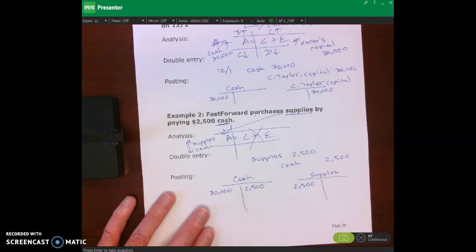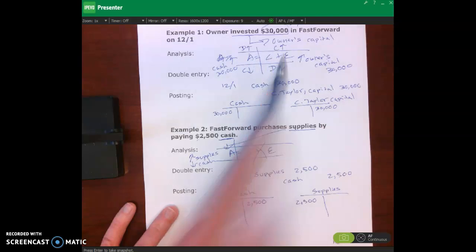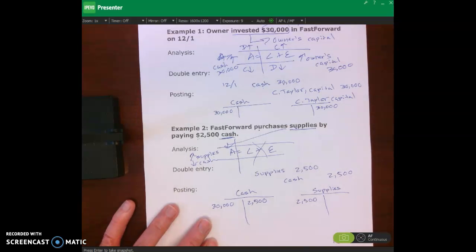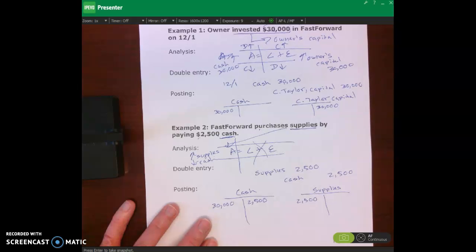Now, whether that debit or credit means increase or decrease depends upon where you are in terms of the accounting equation. Also, debits and credits do not mean good or bad. They mean left and right.